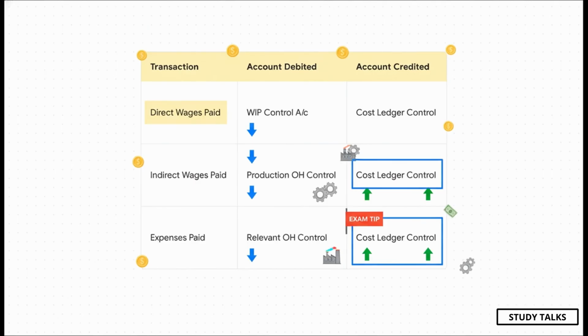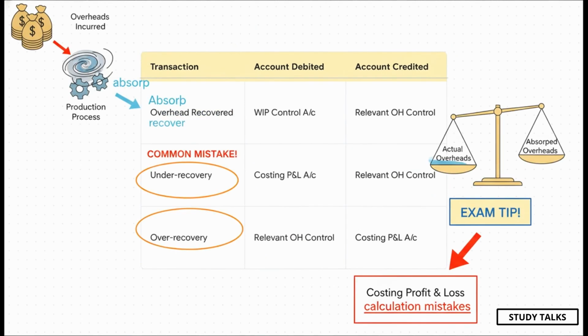See the pattern? Direct wages, that's a direct cost, so we debit it straight to the WIP control account. But indirect wages or other factory expenses, those get debited to their own specific overhead control accounts. And in every single case, because we're paying an external party, the credit always goes to our one-stop shop, the cost ledger control account.